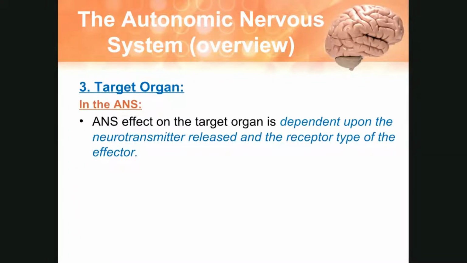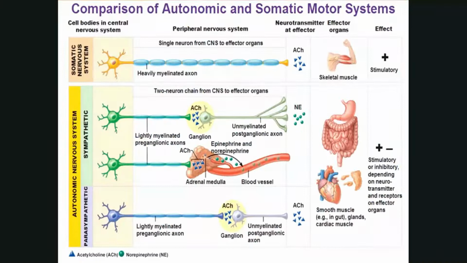The target organs in the autonomic nervous system are the glands and all the visceral organs. When you take the target organs, it is acting on the visceral organs. And there are different types of neurotransmitters released in the autonomic nervous system. We will discuss the main neurotransmitter in somatic nervous system is acetylcholine, whereas there are different neurotransmitter substances working with the autonomic nervous system.